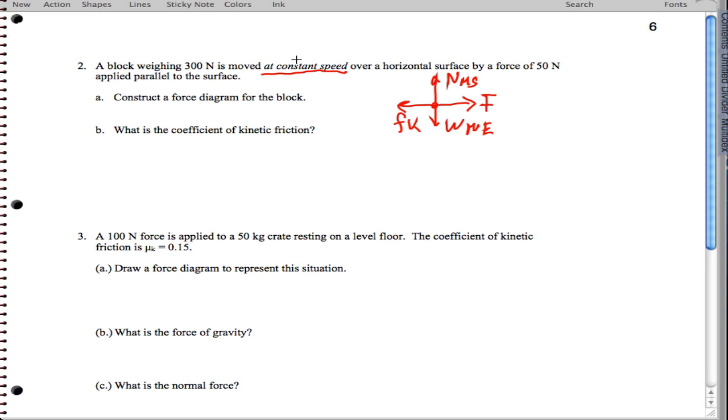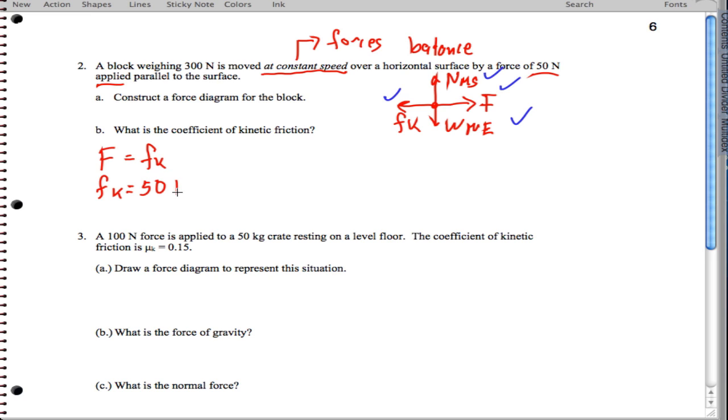We're moving at constant speed in a straight line. This tells us that the force is balanced. So what that means is this force balances, and the normal and the weight balance. Let's write those facts down. I know the applied force equals the kinetic friction. And since I apply a force of 50 newtons, the kinetic friction is going to be 50 newtons.